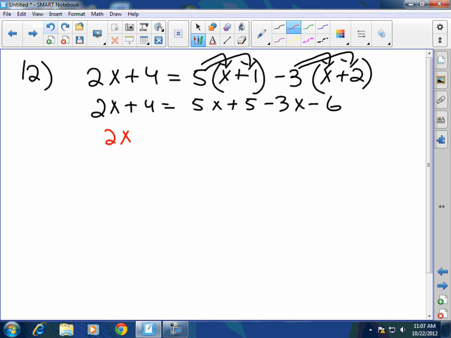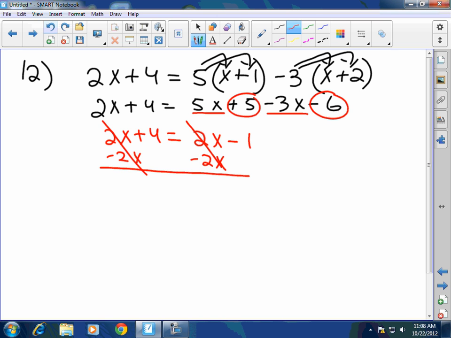So this is 2x plus 4 equals, like I said, 5x minus 3x on the same side is 2x, 5, and a negative 6 is minus 1. Subtract 2x to both sides. The x's cancel, lo and behold. Is that a true statement? So it's a no solution.